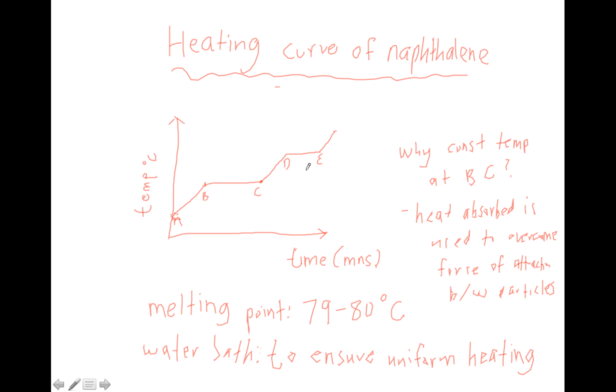What is the melting point of naphthalene? About 79 to 80 degrees Celsius. Why do we use a water bath? To ensure uniform heating. That's it. We're done with the heating curve of naphthalene. Now let's look at the cooling curve of naphthalene.